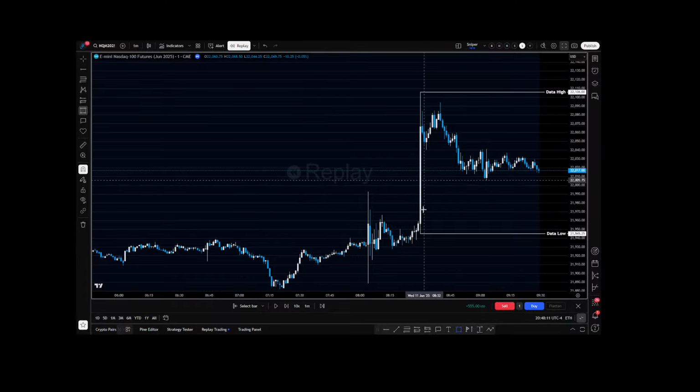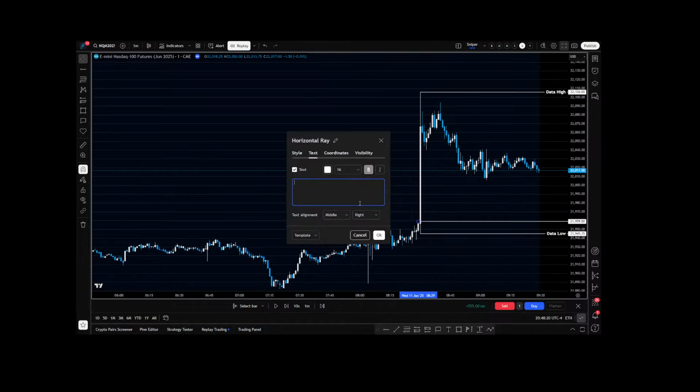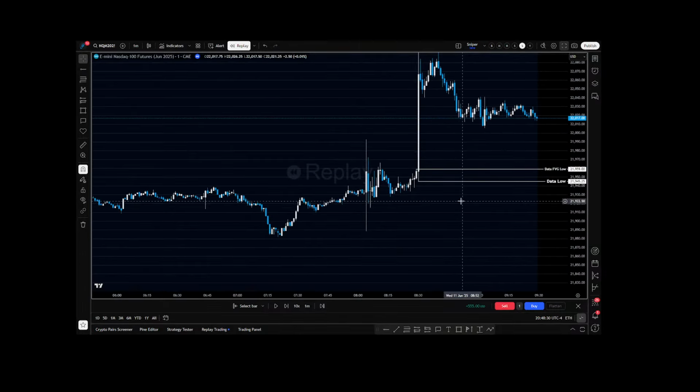Obviously, huge 1 minute fair value gap here. I don't really love to mark this entire thing out. It just gets a little too messy. So what I'll do instead is just mark out the low of the fair value gap, and I'll just put data FVG low. So once we close below this line, I know this has been inversed. I'll make that a bit smaller.